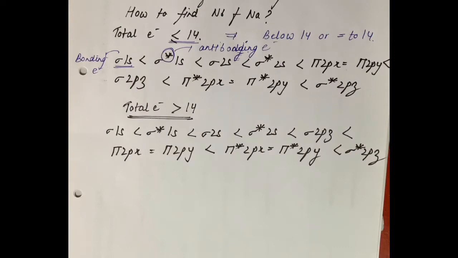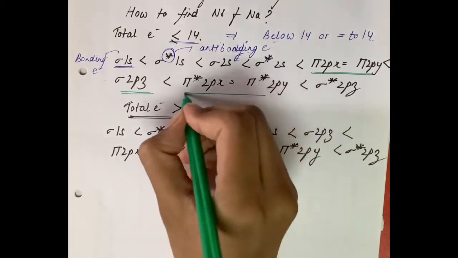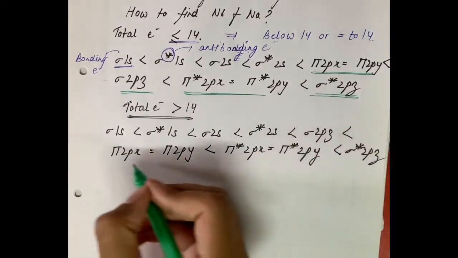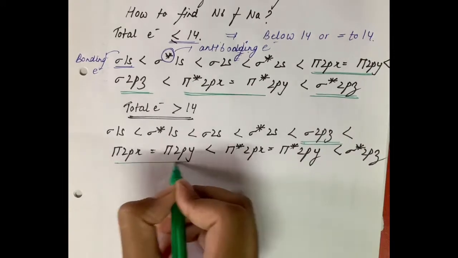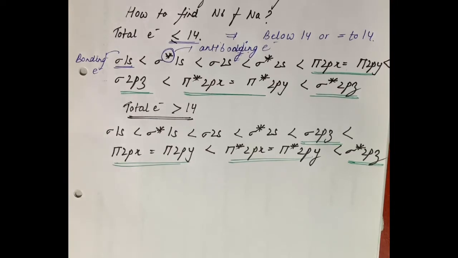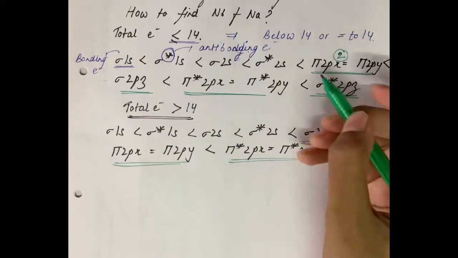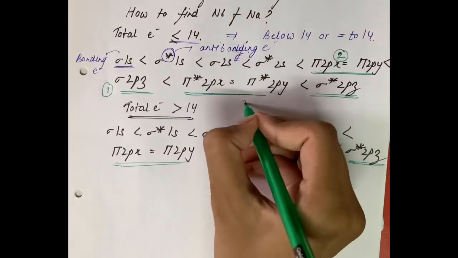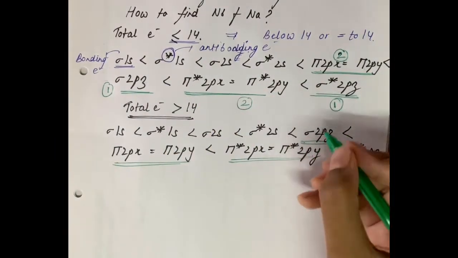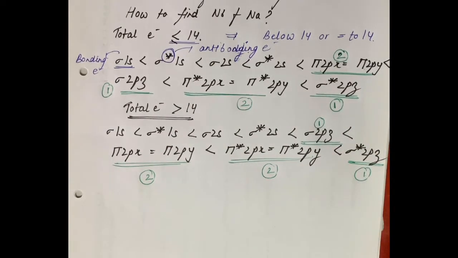Here you may notice that there is a slight difference when the total number of electrons is less than 14 and when it is more than 14. Since in both cases the order of filling from sigma 1s to sigma star 2s is the same, it shouldn't be difficult to remember. But what comes after may be an issue. So if the total number of electrons is less than or equal to 14, follow the order 2 1 2 1, and if it is more than 14, follow the order 1 2 2 1.